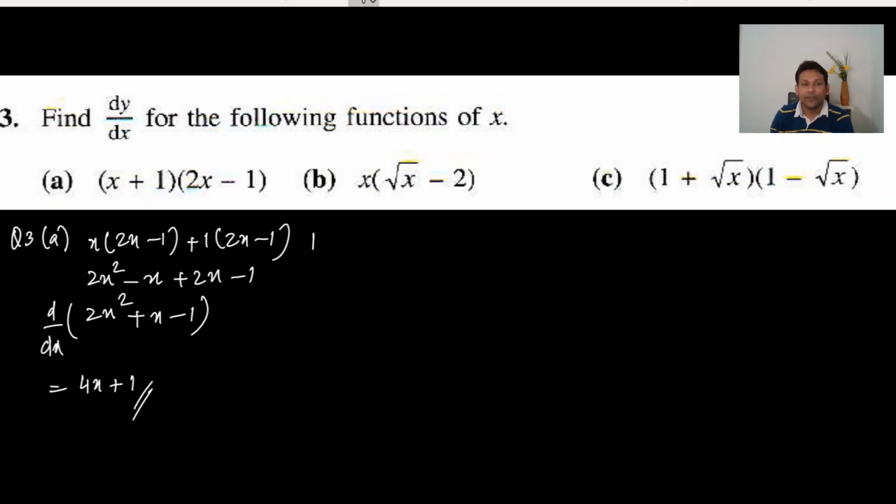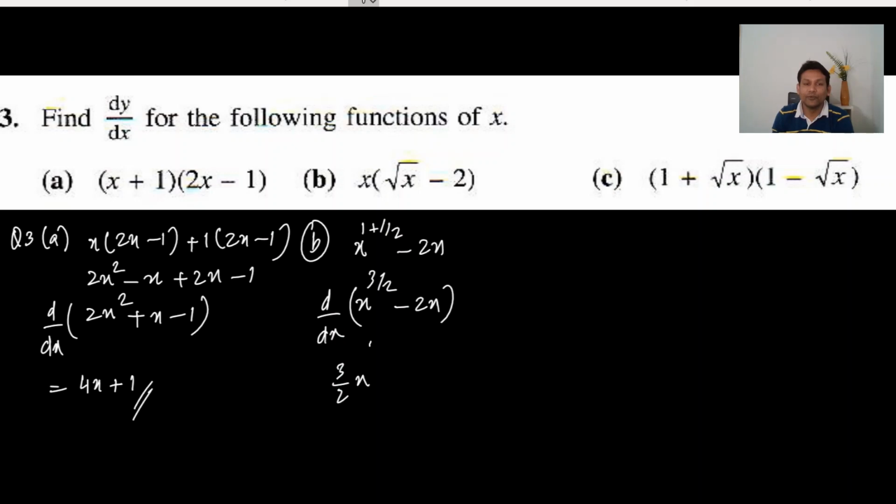In part B, again we need to multiply. x power is 1 and 1 upon 2. When you multiply, the power will be added. So 1 plus 1 upon 2 is 3 upon 2. Now after getting the result of the multiplication, we have to apply the differentiation. It's coming 3 upon 2 coefficient, 3 upon 2 minus 1. You can do the direct calculation, there is no problem, but to explain everything, I'm doing all the calculations. 2 is 1 upon 2 and minus 2, and that's we have done.